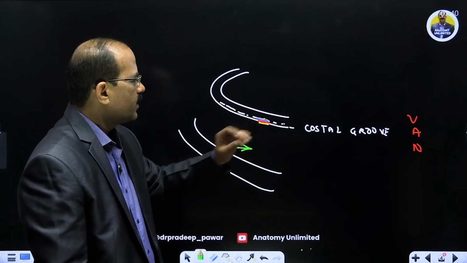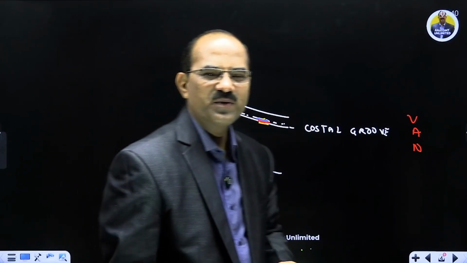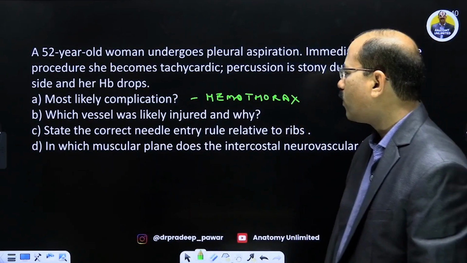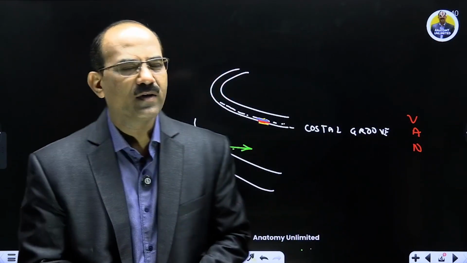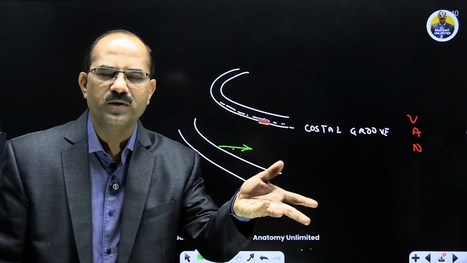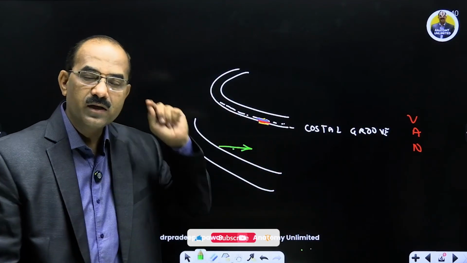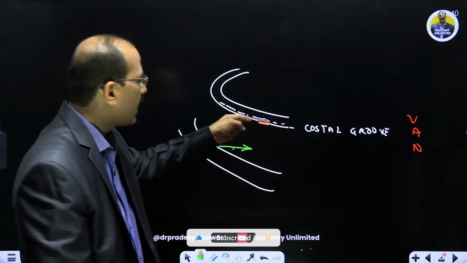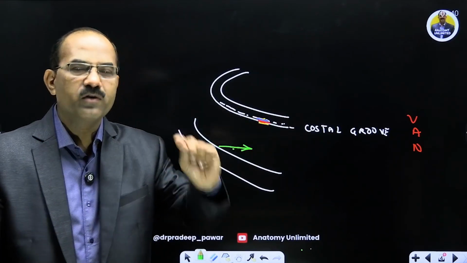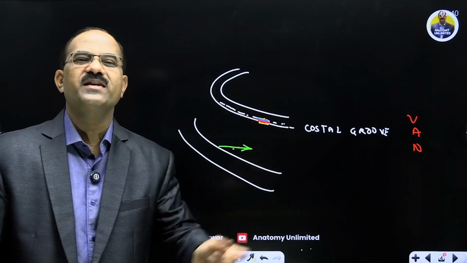Fine. So clear to all of you? What was the question? Have a look. So which vessel is likely to be injured and why? The vessel is the intercostal vessel. Artery or the vein is ruptured. Why? Because the needle must have been placed along the lower border of the rib. If you place the needle along the lower border of the rib, the nerve gets injured, the vessel gets injured.